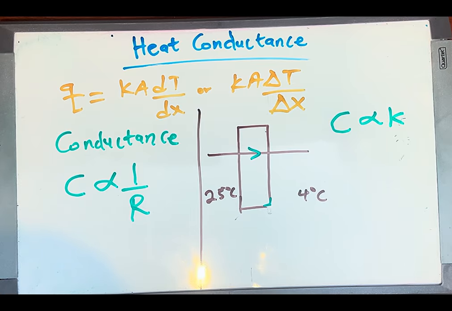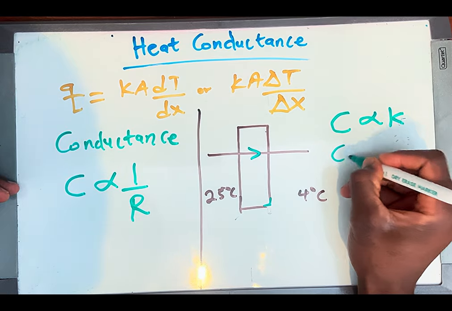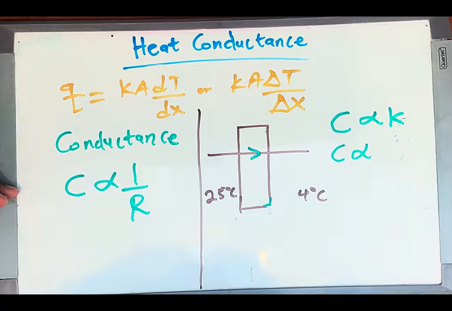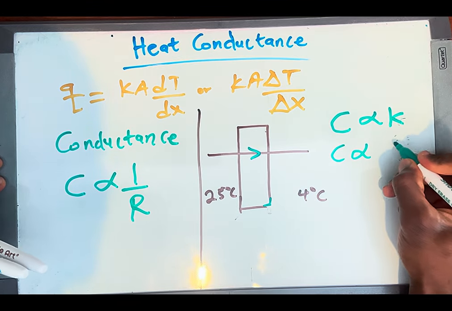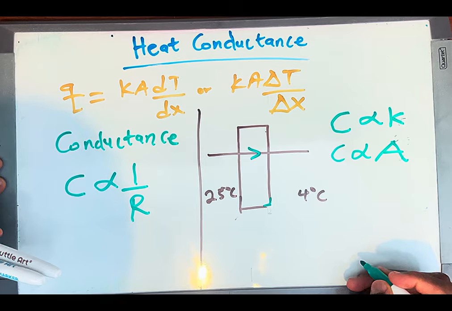So if somebody uses an iron rod, and somebody else uses a very big iron slab, the thermal conductivity will remain the same since the two are made from the same material. Now, aside from thermal conductivity, another key factor that determines the conductance of a given material is the cross-sectional area.